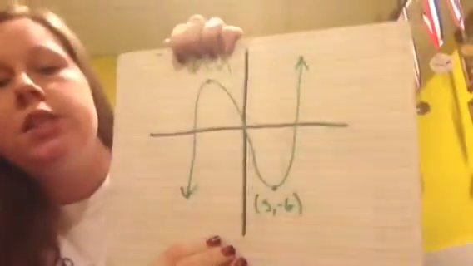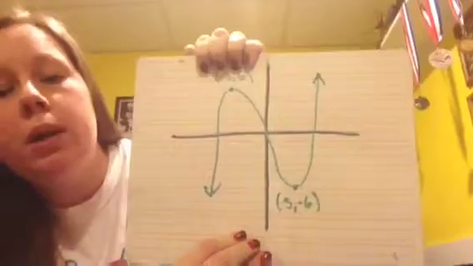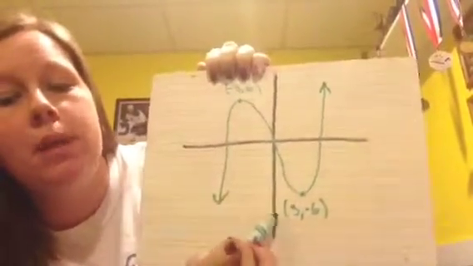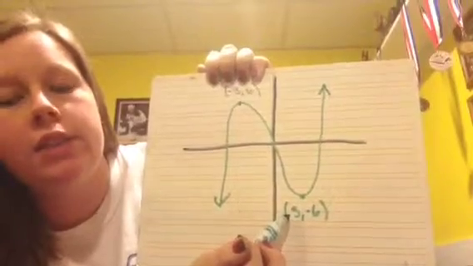Now let's talk about how to find the intervals of increasing and decreasing. When using this, you're only going to use the x-coordinates. Let's look at a graph. On this graph, you have 1 maximum and 1 minimum. Let's say your maximum is negative 3, 6, and your minimum is 3, negative 6.